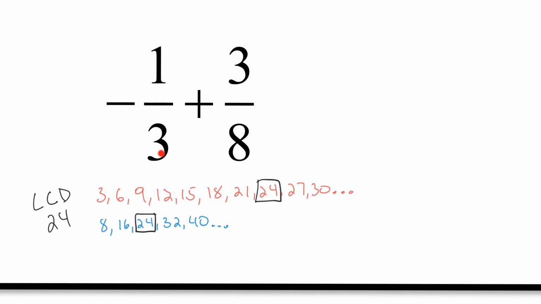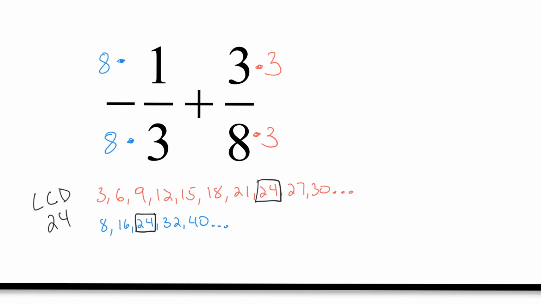So I have to go back and think about what I have to multiply 3 by to get 24, and what I have to multiply the 8 by to get 24. Looking at the 3, you have to multiply by 8 to make that 24. What I do to the bottom, I have to do to the top, so you multiply by 8. And the 8 on this side, you have to multiply that by 3. Whatever you do to the bottom, you have to do to the top.